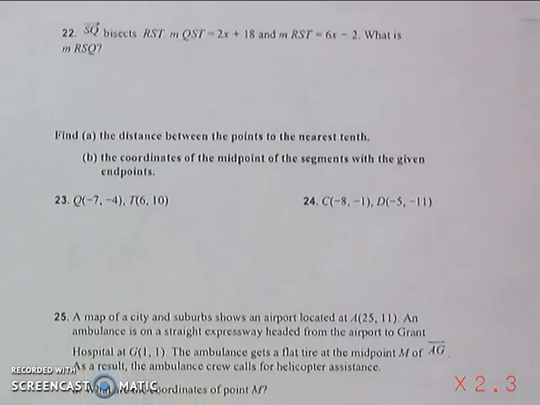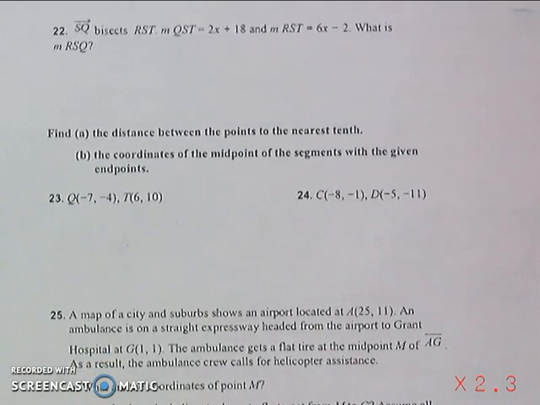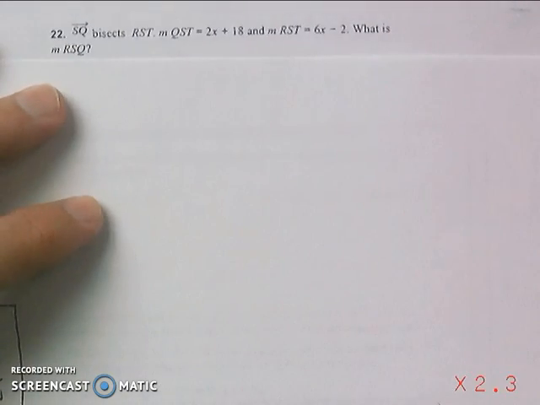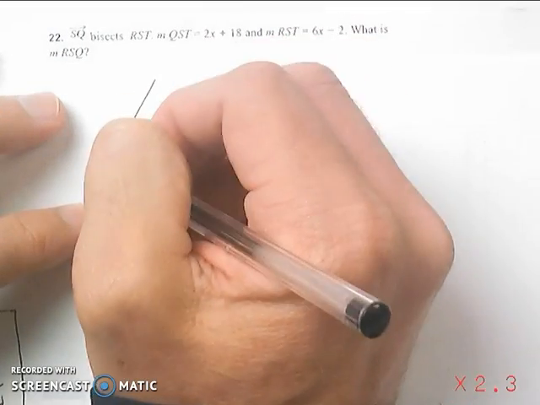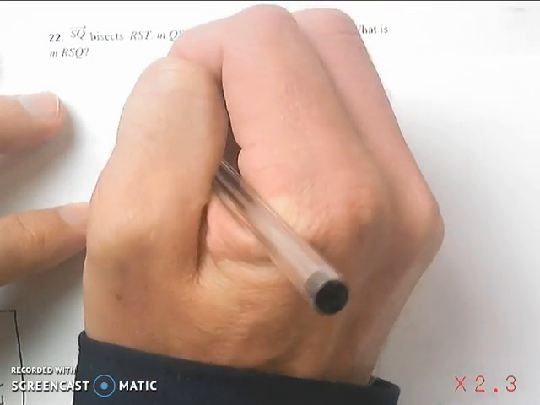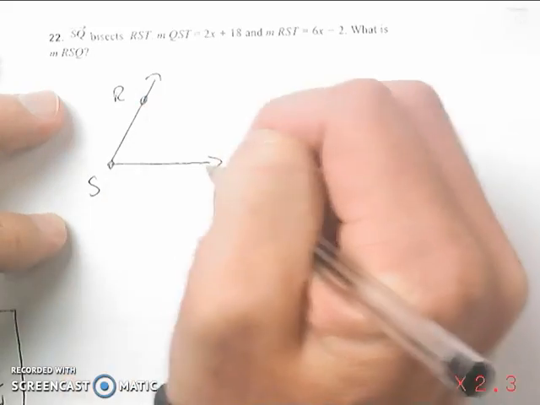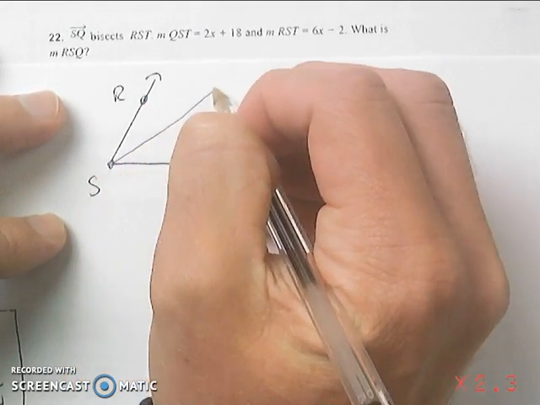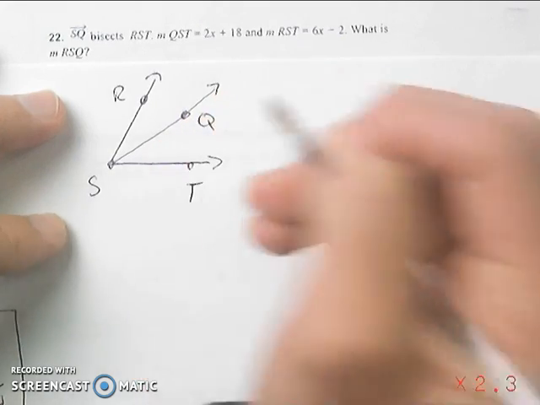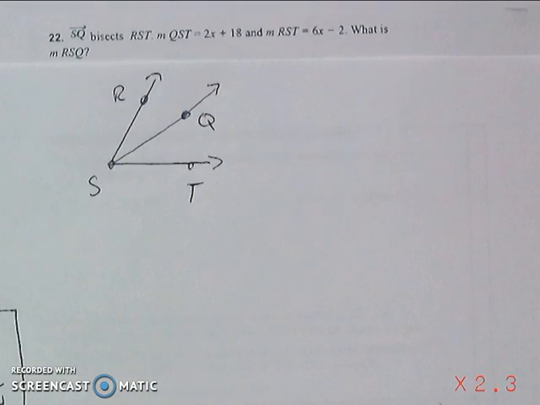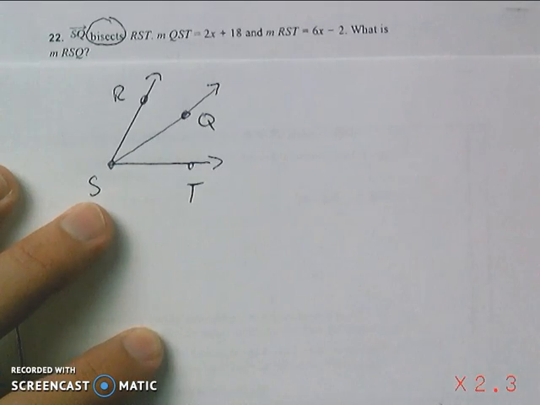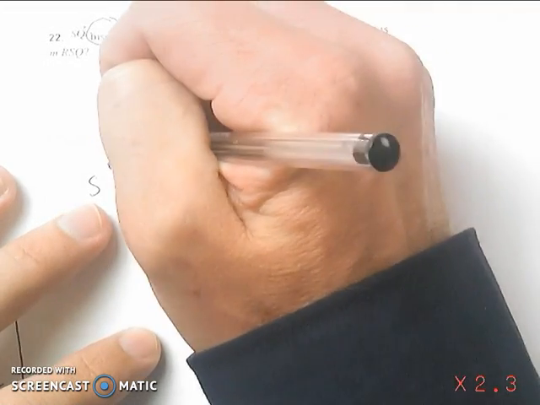Twenty-two is a great problem. This one says SQ bisects RST. First we want to draw a picture of what this looks like. So I have to draw a picture of RST, and then bisect it. Bisect is a key word for us. It basically means that we're going to have two congruent pieces. So this is congruent to this piece.